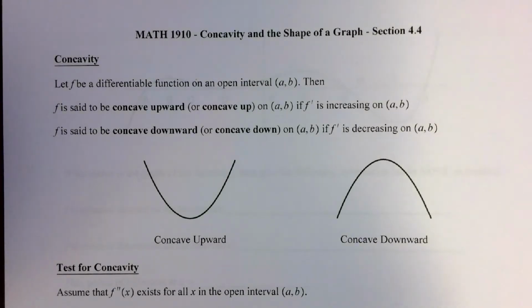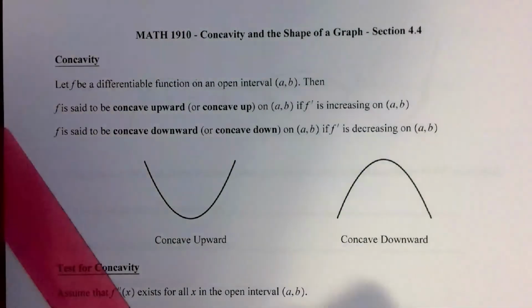A function could be increasing below the x-axis, where the values of the function are negative. It could be increasing above the x-axis. So be careful of that. In the previous lecture about monotonicity, we used the fact that if f prime was positive, the function was increasing. But if f prime itself is increasing, then the function f is concave upward. Let's take a look at the shape over here, concave upward, to see if that makes sense.